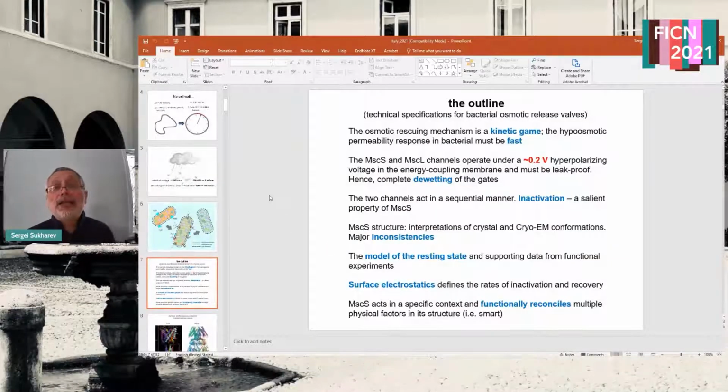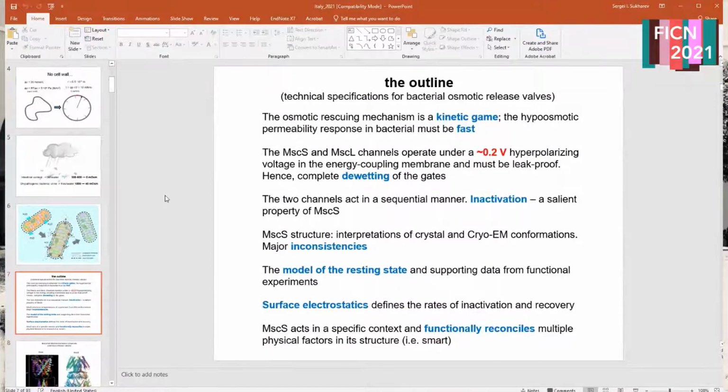Here's a quick outline of my talk. This outline sounds more like an engineering term. It's a preview of major and relatively simple physical concepts that pertain to these channels as they act in a very specific context. So basically, technical specifications, let's put it this way. The osmotic rescuing mechanism is a kinetic game. You will see it very soon, and therefore the response must be very fast because the swelling is very fast.